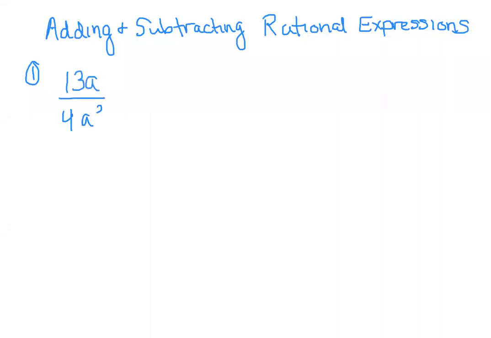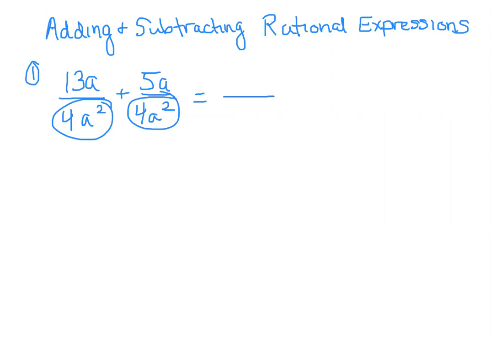So if we have 13a over 4a squared plus 5a over 4a squared, okay? The denominators are already common. It says rewrite the problem using a common denominator. We don't have to do that. Step 2, combine the numerators and keep the denominator. So we're keeping this, and now it's going to be 13a plus 5a, which is 18a over 4a squared.